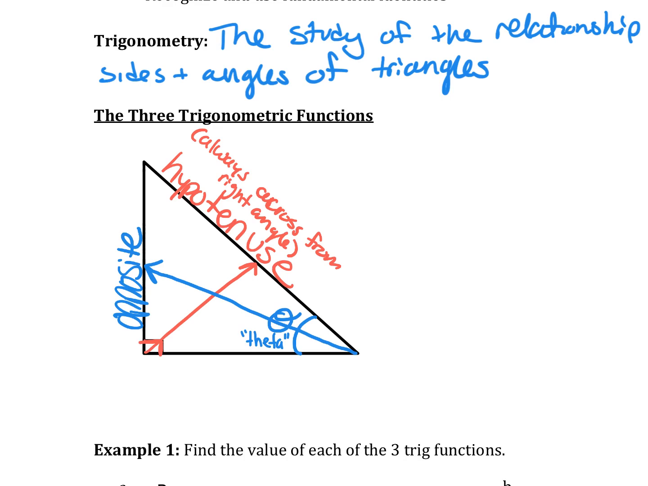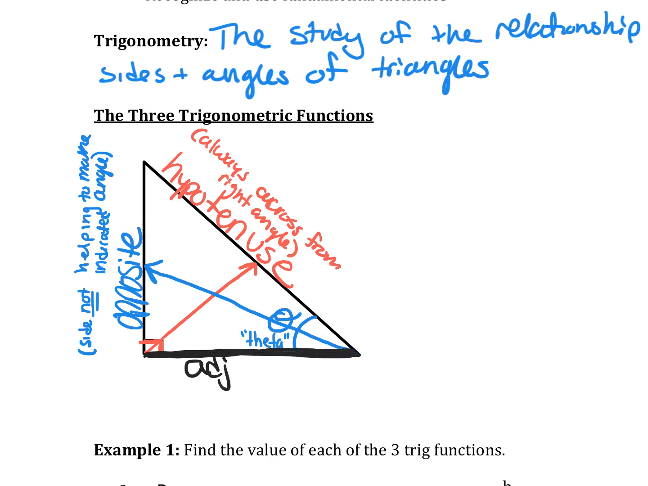Opposite, it's the only side that's not touching the angle in question, or not helping to make the indicated angle. And then our last one is the adjacent side. This is the side that is helping to make the indicated angle, or the side that is right next to the angle.